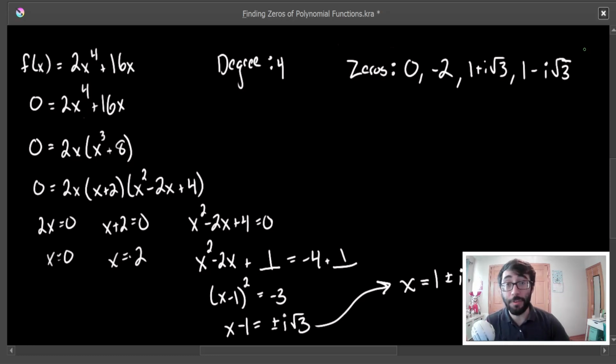And notice that both of these are actually imaginary. We get two complex conjugate solutions. Oh, I realize that I just kind of ran out of a little bit of room right there. But we end up getting 1 plus or minus i root 3. So those are our two remaining zeros.